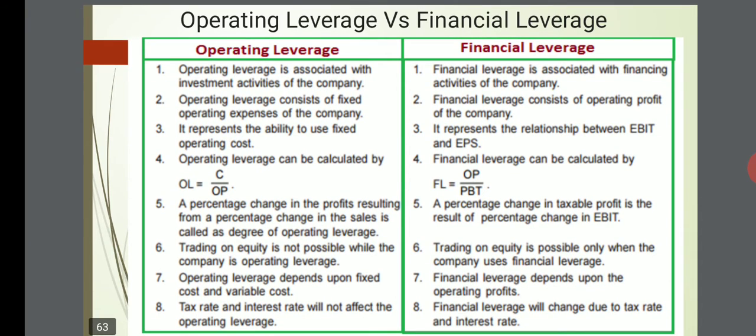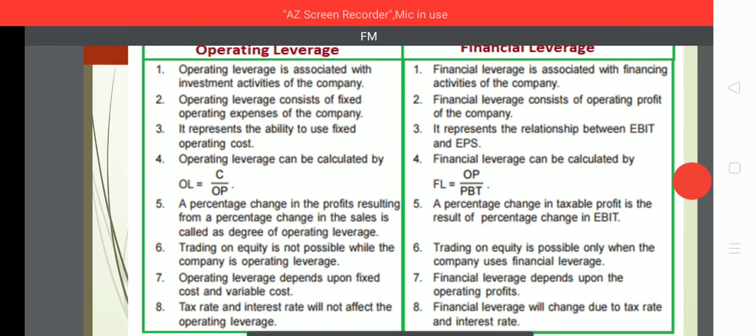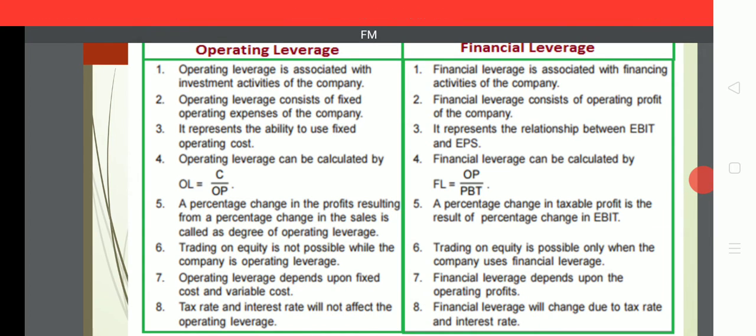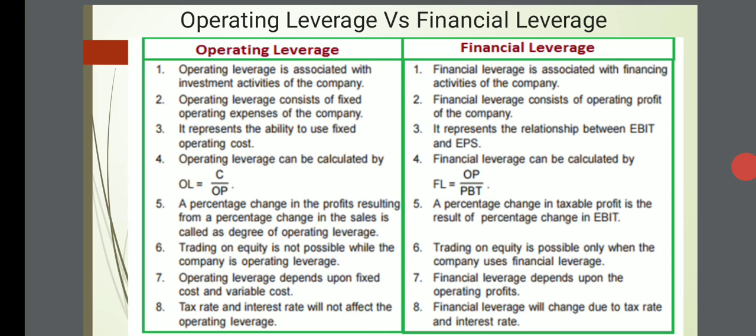Let us understand the difference between operating leverage and financial leverage. Operating leverage is associated with the investment activities of the firm, and financial leverage is associated with the financing activities of the company. Operating leverage consists of fixed operating expenses of the company. Financial leverage consists of operating profit of the company. Operating leverage represents the ability to use fixed operating cost, and financial leverage represents the relationship between EBIT and EPS. Operating leverage is calculated by contribution upon operating profit. Financial leverage is calculated by operating profit divided by profit before tax.